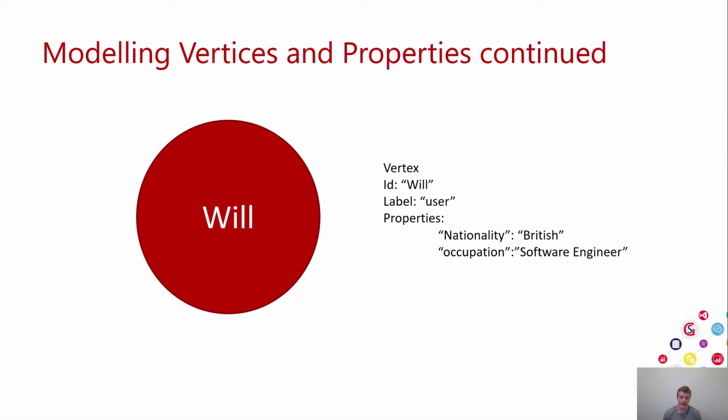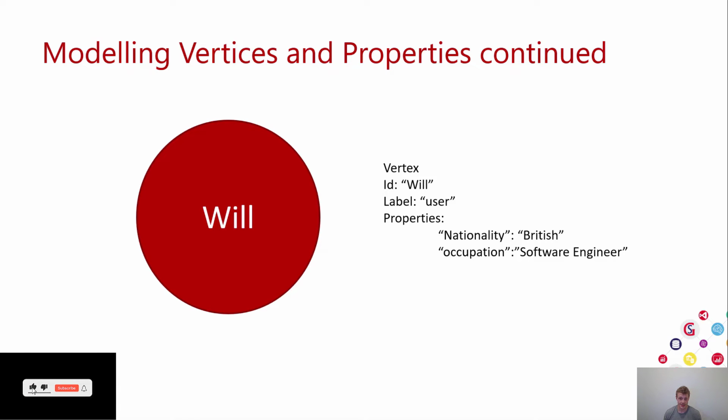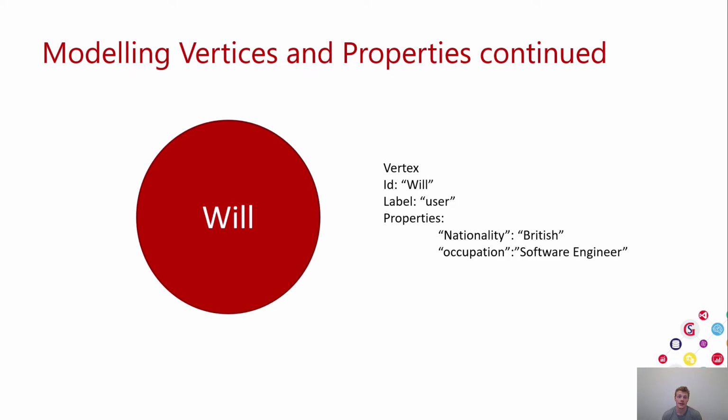is to instead embed our properties within the vertex. So in this example, instead of having my occupation and nationality as separate vertices, I've now embedded them as properties within my vertex, as a person. As you can see, I've got my vertex of Will, I've got a label of user, and then instead of having separate vertices for both my nationality and occupation, I've just embedded them as properties within my person vertex. This is really great for helping reduce the complexity of our model and will also lead to simpler querying when we want to retrieve this data.